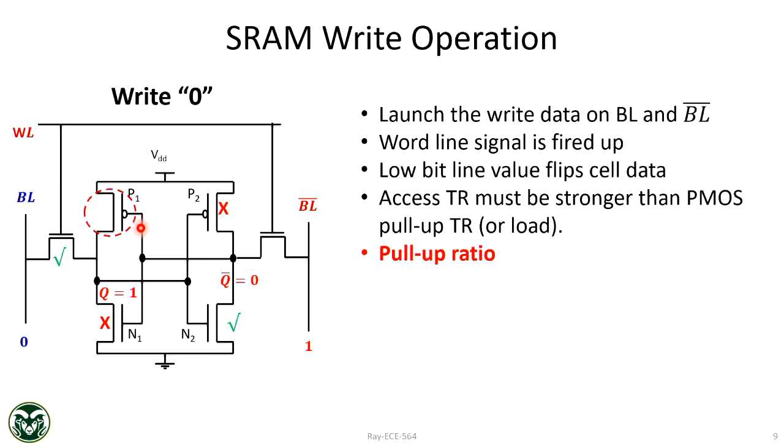The access transistor needs to be strong. It has to drive more current than the PMOS because the PMOS wants to keep it at 1. That's the purpose of this PMOS. And when the access transistor is on, it wants to discharge this node, so it needs to discharge at a much higher current than the PMOS can charge this Q. That's why you have to size them properly to make sure that write is successful.